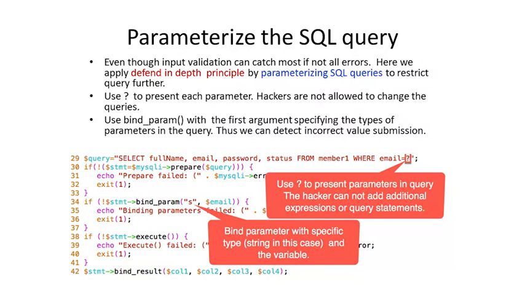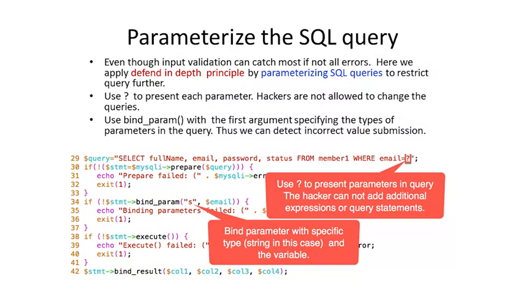Once the query is prepared, the hacker can no longer add any additional expression or query statement into the SQL query. We then use the bind underscore param function to bind the parameter with a very specific type, either string or number, and the actual variable. We can double check whether the variable contains a value that is exactly the same type.